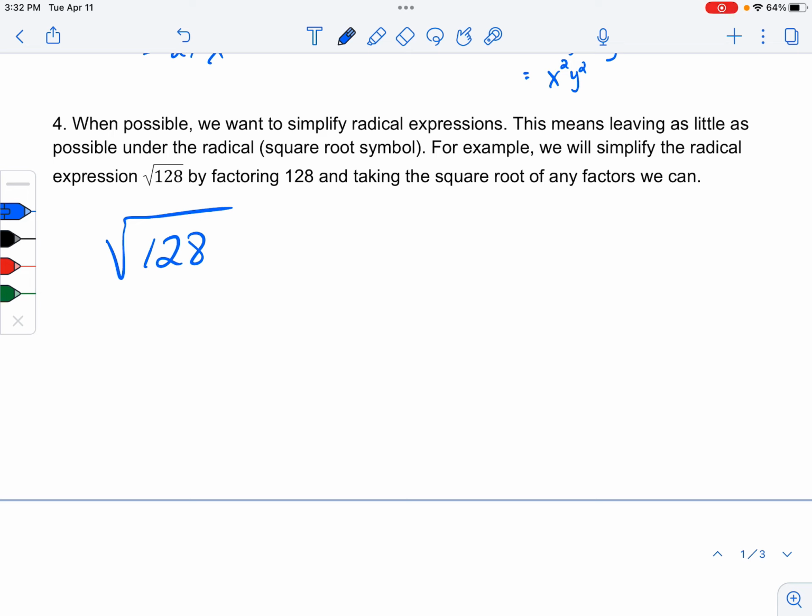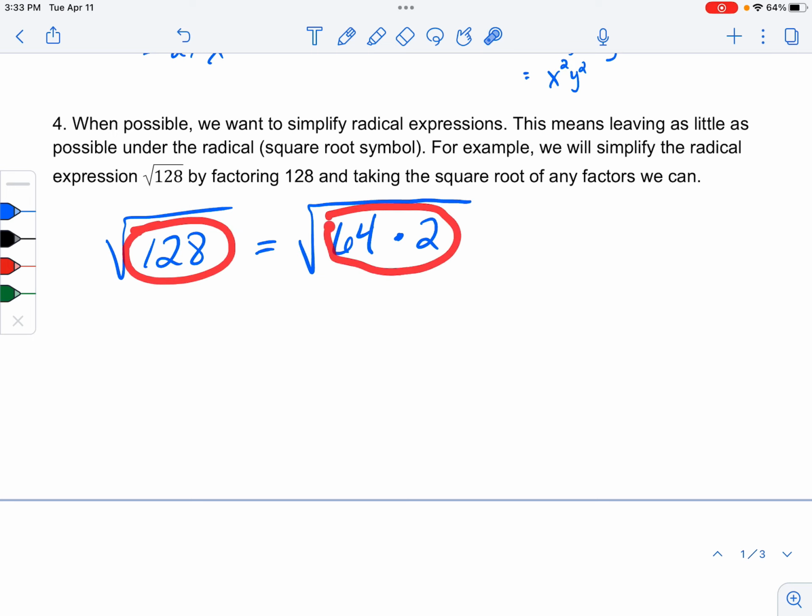So for example, I can find factors of 128. One factor pair would be 64 and 2, right? 128 is equal to 64 times 2. By writing it in this way, I haven't changed anything. I haven't changed the value of anything. But this does allow us to simplify this expression.